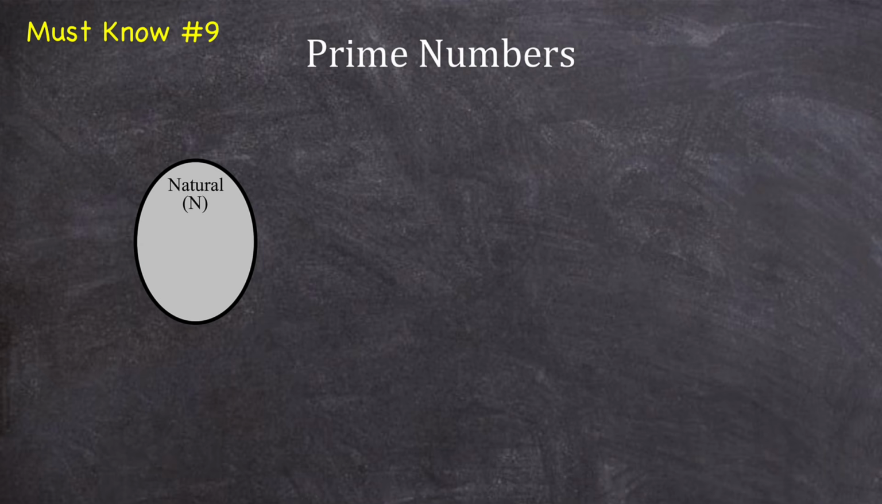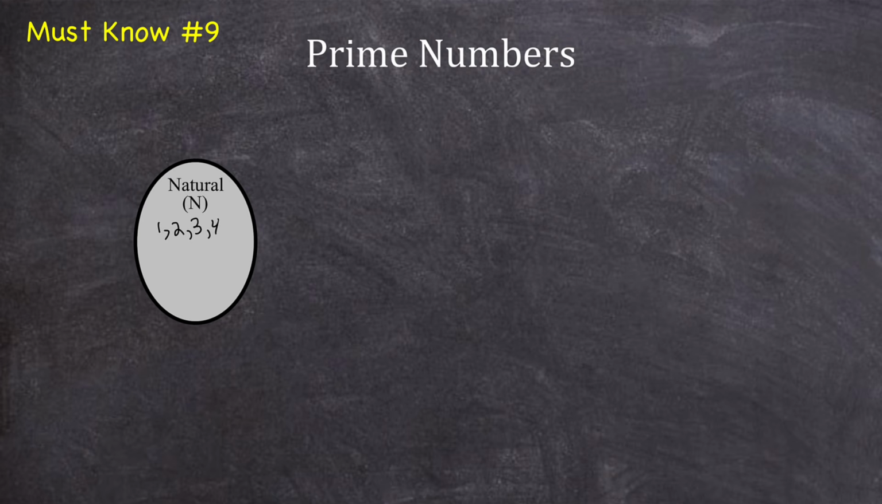Must-know number set number 9, the set of prime numbers. Remember back to the beginning of the video, the first set we looked at was the set of natural numbers. The set of natural numbers were the counting numbers starting at 1. It's like 1, 2, 3, 4, and so on. What we're going to do in this section is look at a subset of these natural numbers. We want to look at the set of prime numbers.